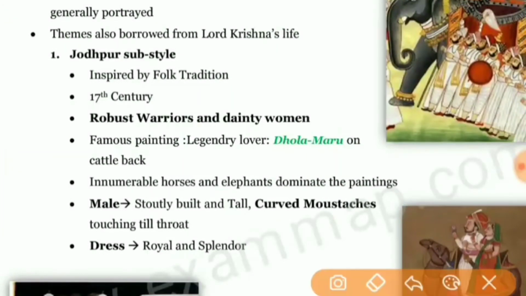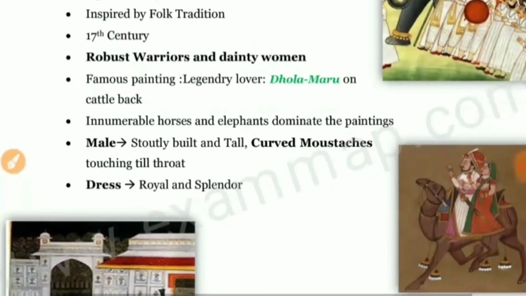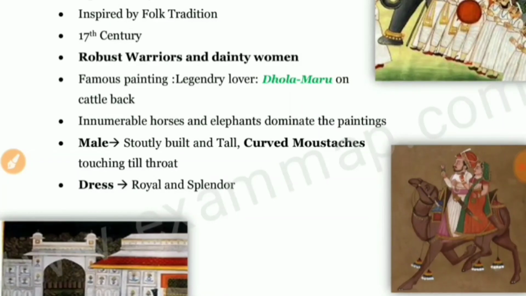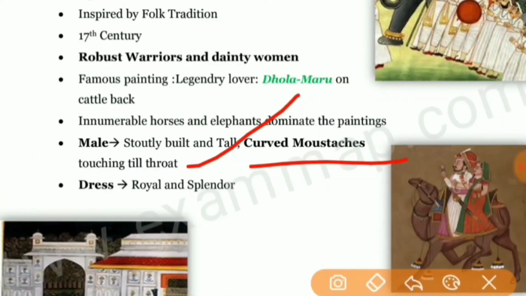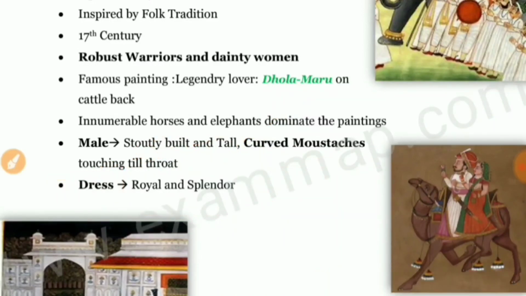A sub-style of the Marwar style is the Jodhpur sub-style, which is inspired by the folk tradition. It was in the 17th century, and robust warriors and dainty women are the main theme here. The famous painting is of the legendary lovers Dhola Maru on camelback. Innumerable horses and elephants dominate the paintings, and the males are stoutly built and tall, with curved mustaches touching up to the throat. The dress in the paintings shows royalty and splendor.